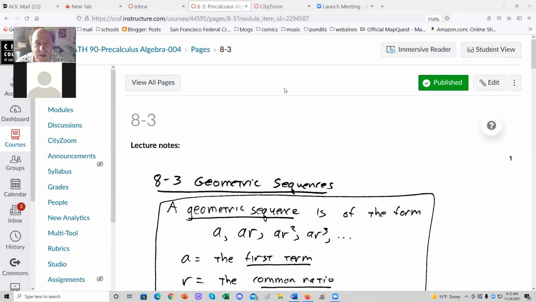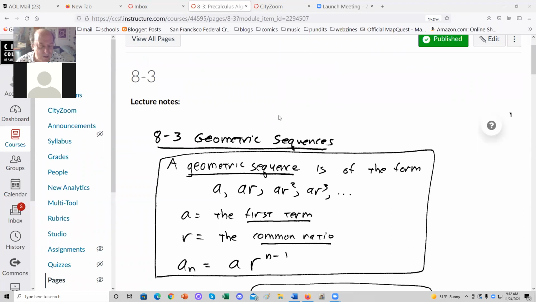All right, for today, we're going to be doing geometric series: finite, infinite, and finite and infinite geometric sum sequences.